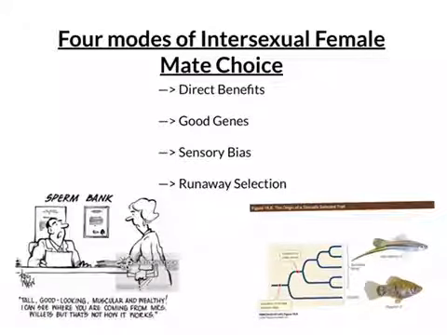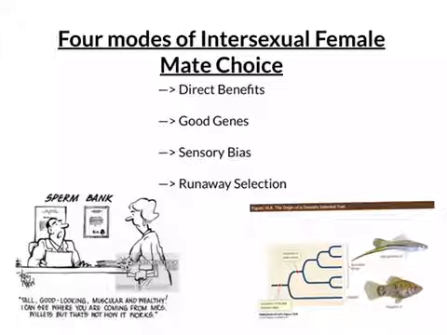There are 4 modes of intersexual female mate choice. The first mode is direct benefit. Direct benefit is selection that favors females who have a genetic predisposition to choose males that give them resources beyond sperm, which increases their survival. For example, Hyalella amphipod females mate more often with males who have larger gnathopods to protect them from predators such as the larval dragonfly.